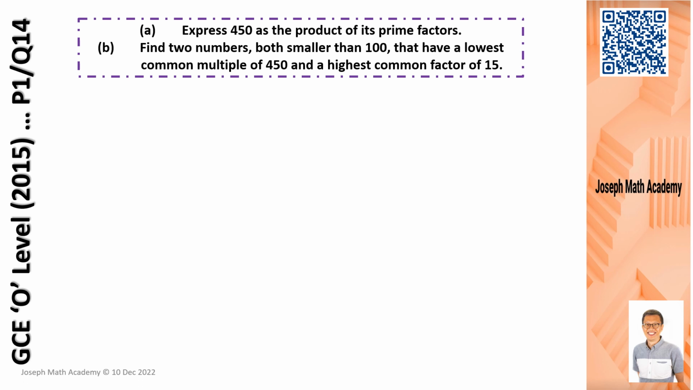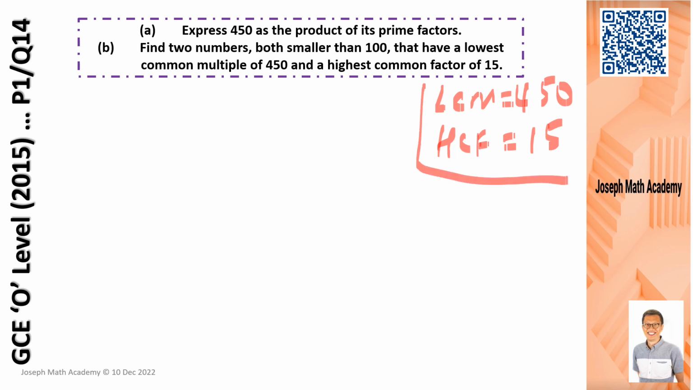Part B. Find two numbers, both smaller than 100. So it must be smaller than 100 and must fulfill two conditions. Have an LCM of 450. Let me write down. Must be LCM 450 and HCF 15. So we have to check these two, and it must be smaller than 100. Okay, let's go.